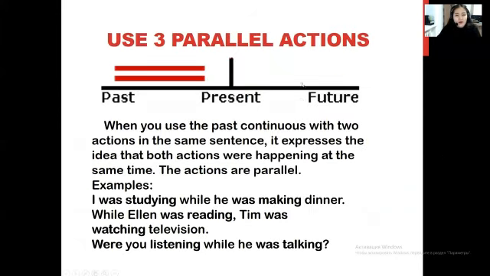Use third: parallel actions. When you use the past continuous with two actions in the same sentence, it expresses the idea that both actions were happening at the same time. The actions are parallel. Examples: I was studying while he was making dinner. While Ellen was reading, Tim was watching television. Were you listening while he was talking?